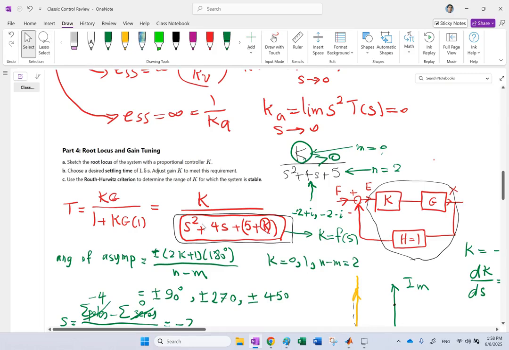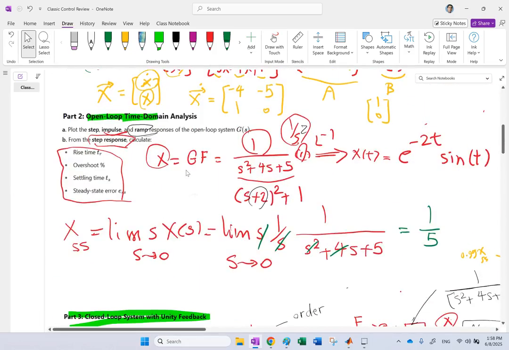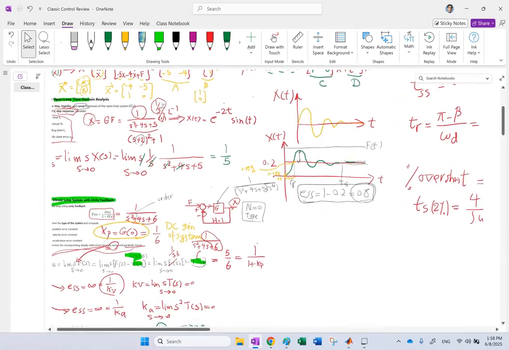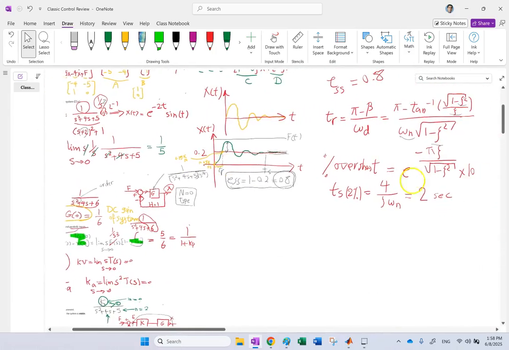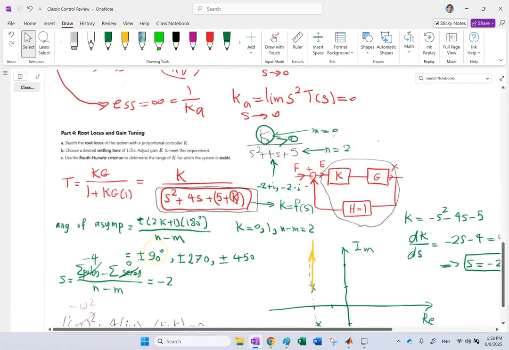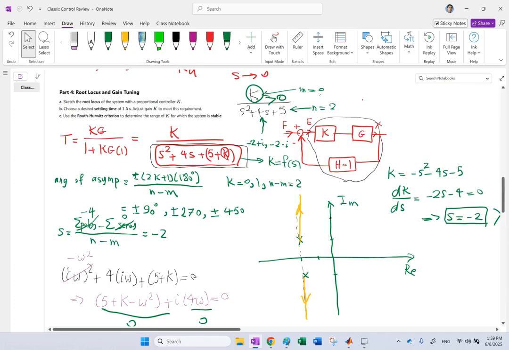Now it says choose a desired settling time of 1.5, adjust the gain k to meet this requirement. So set gain k so you get a settling time of 1.5. If you remember your open loop system, your settling time, let me find it for you. Your settling time was 2 seconds. Now, can I change this gain to bring it down to 1.5 seconds? Is that a possibility?